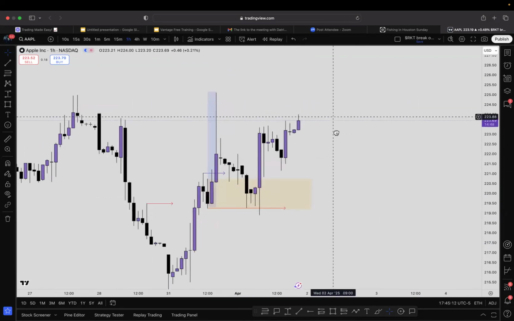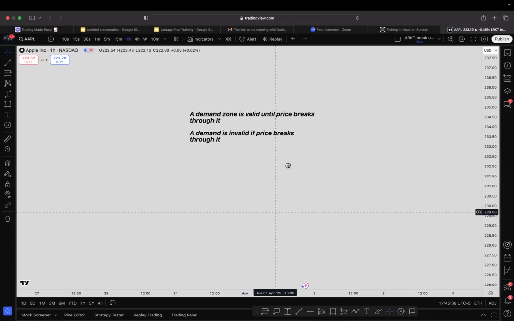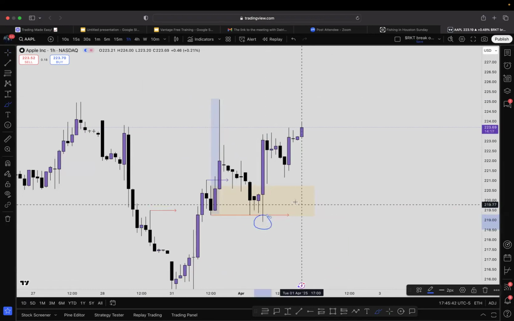Now, a demand zone is valid until price breaks through it. Regardless if it's a wick, a body, whatever, it still counts. A demand zone is invalid if price breaks through it. This is an example. This demand zone, once it got broken through right here, not valid anymore.